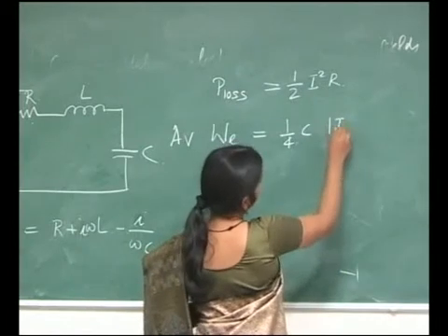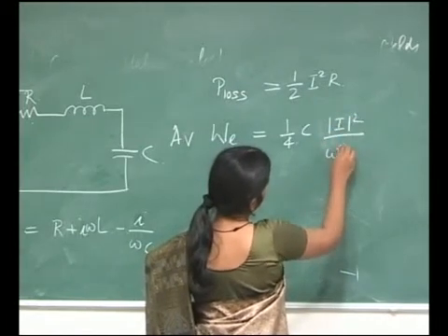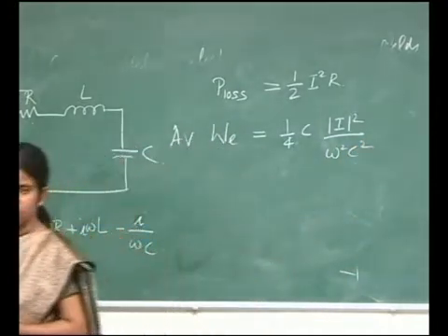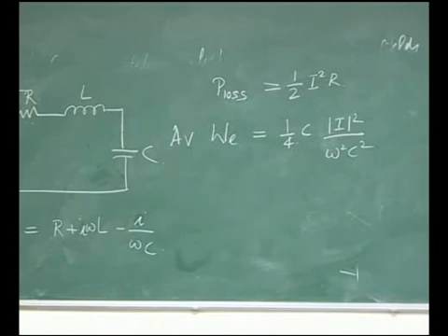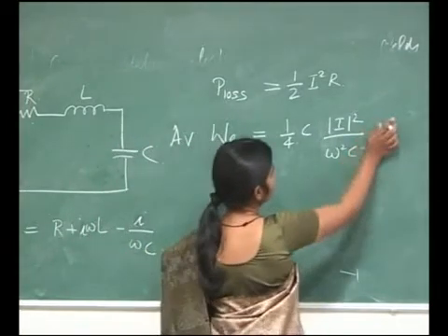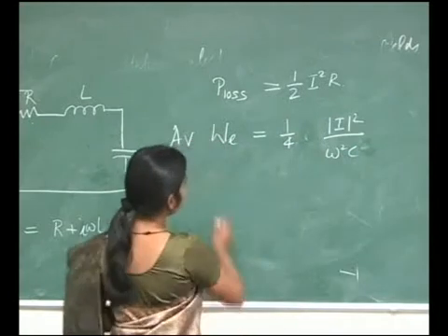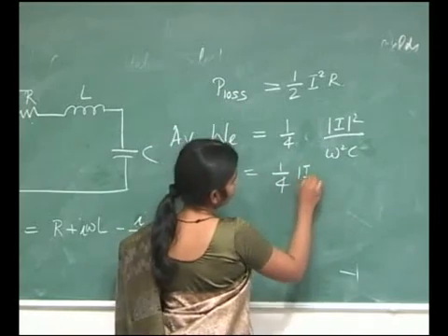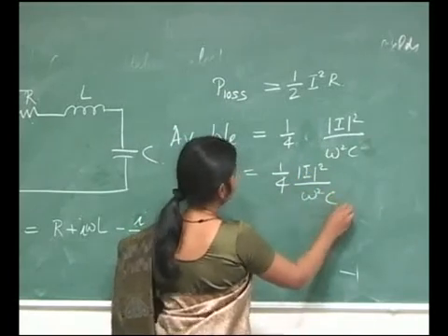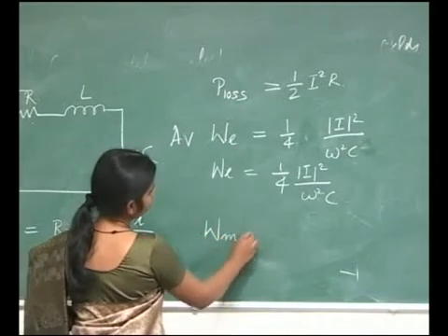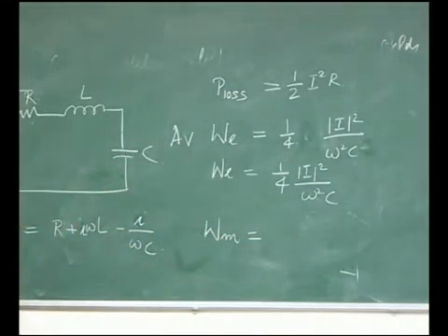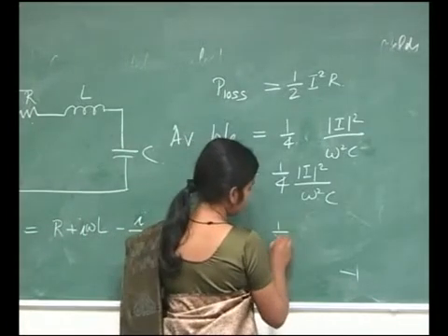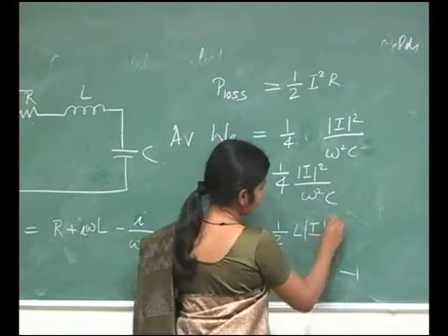It would be mod of I square upon omega square C square. Okay? So I will cancel the C out here. So I have electrical energy stored is equal to 1 by 4 mod of I square upon omega square C. And similarly, magnetic energy stored would be equal to I into ZL, half L I square. So this is half L mod of I square.